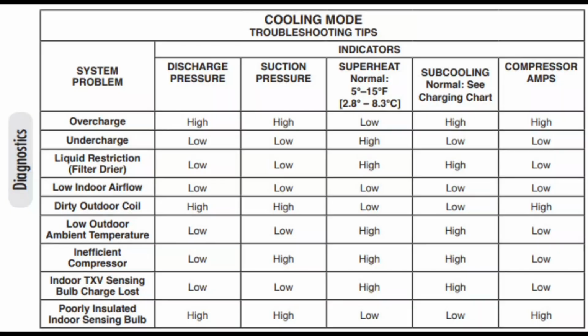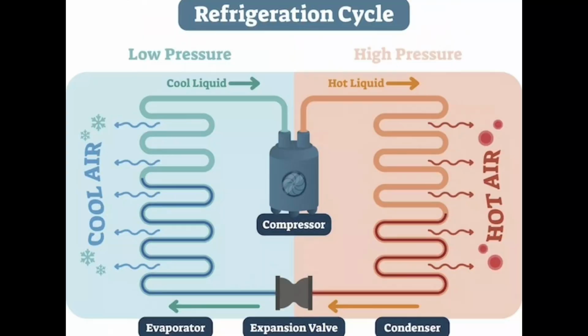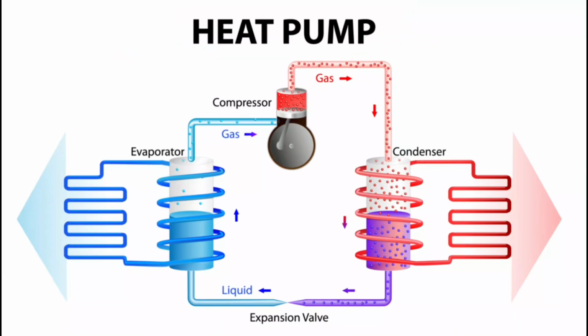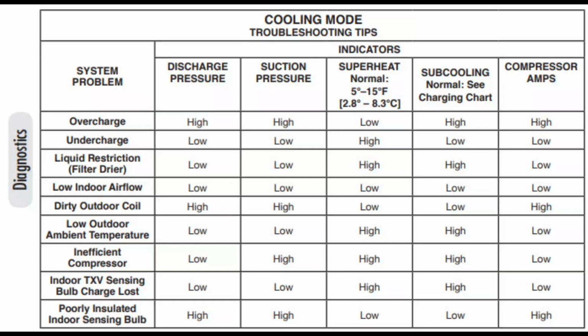So what do we need to know about different types of refrigerants? Well, there's a whole world of refrigerants out there, each with their own properties and environmental impact. You've got the older refrigerants like R22, which are being phased out because they contribute to ozone depletion.